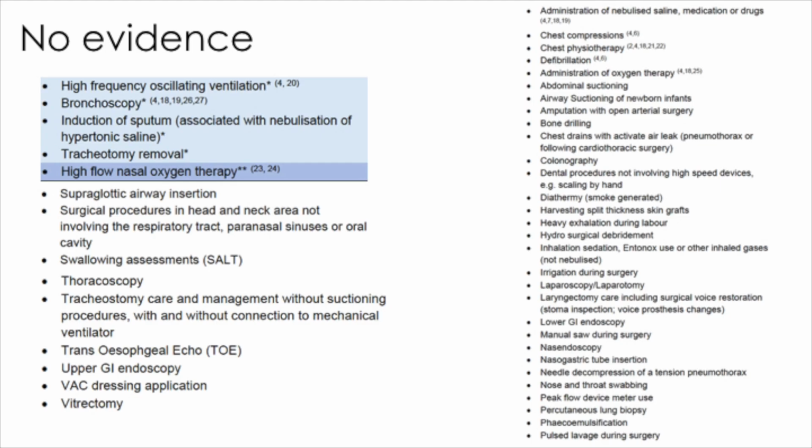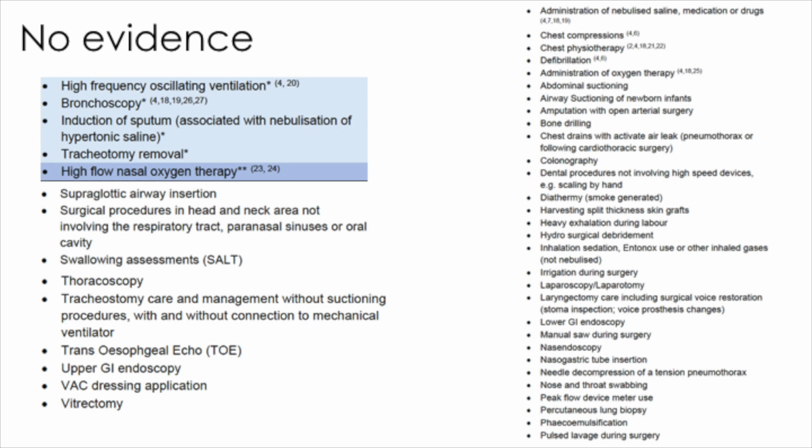Then there's an even longer list of procedures for which there is no evidence that they can produce aerosol that can communicate COVID-19. The first 5 on the left are highlighted in blue because they are actually aerosol generating procedures within Public Health England's document, but there's no evidence for them at all. That does not stop them being treated as AGPs, but it is being honest about the fact there is no evidence at all for them.